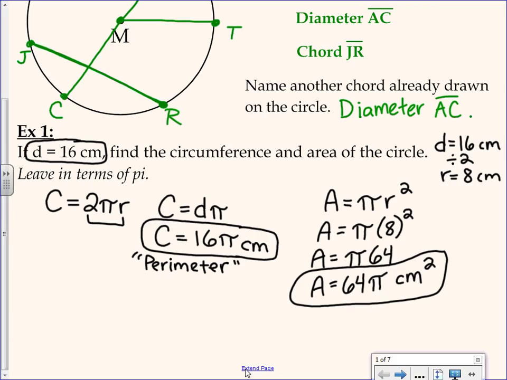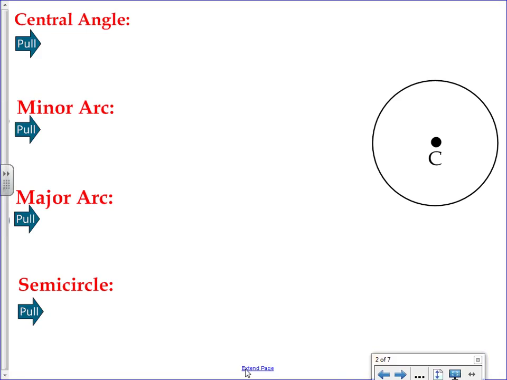All right, so now we're going to talk about certain types of angles, certain types of arcs that can be found in the circle. So here we have circle C, because C is the center. We're going to talk about what is a central angle, a minor arc, a major arc, and a semicircle.